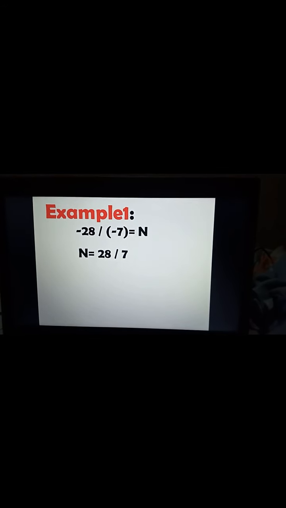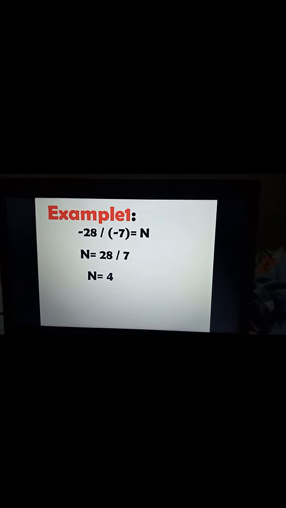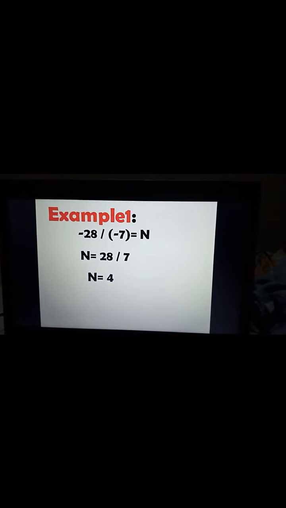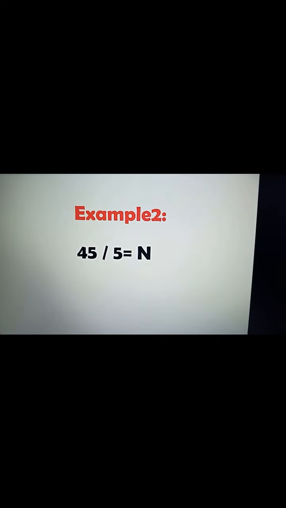28 divided by 7 is 4. So they have the same sign, so the answer is always positive. Another example, 45 divided by 5 is equal to n.